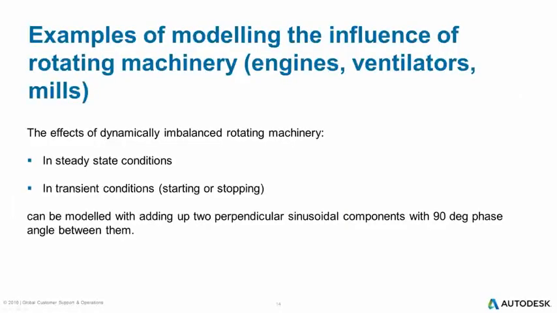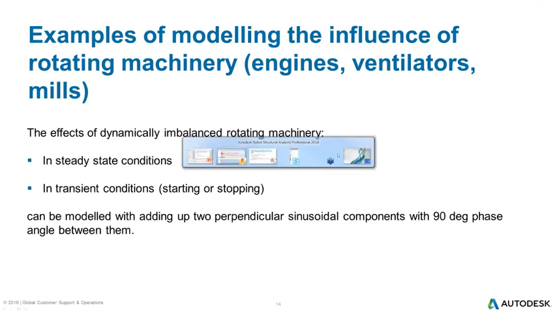And let's see another example of use of time history analysis. Now we will try to model a rotating piece of machinery as two perpendicular forces with 90 degrees phase angle between them with use of two models. The first model represents the steady state condition, steady rotation, whereas the other is intended for the transient condition, starting or stopping rotations.